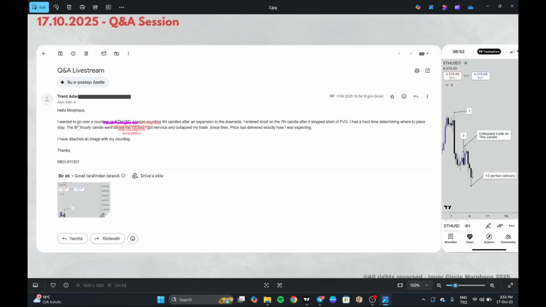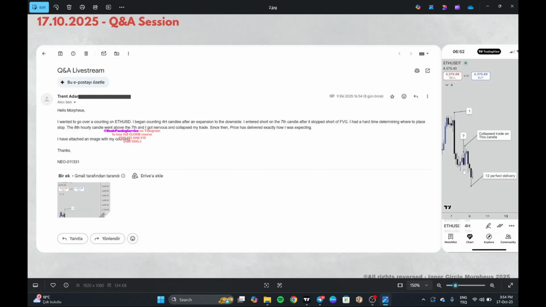I wanted to go over counting on Ethereum. I began counting 4-hour candles after an expansion to the downside. I entered short on the 7th candle after a stop short of FVG. You're probably talking about this FVG. I had a hard time determining where to place the stop. The 8th hourly candle went above the 7th, and I got nervous and collapsed my trade. Since then, price has delivered exactly how I was expecting.